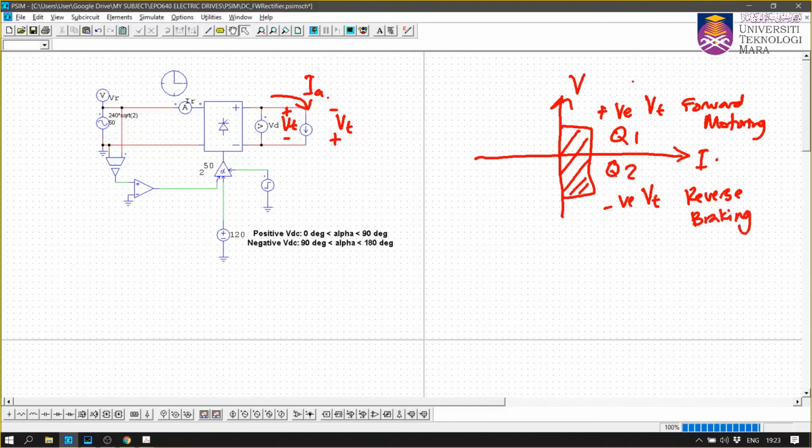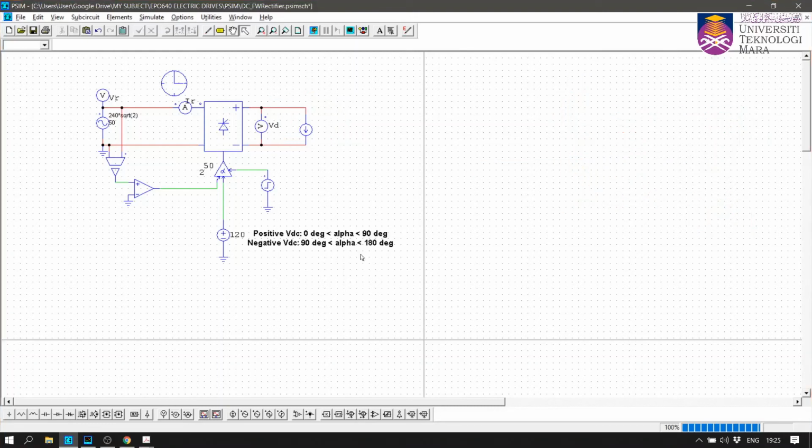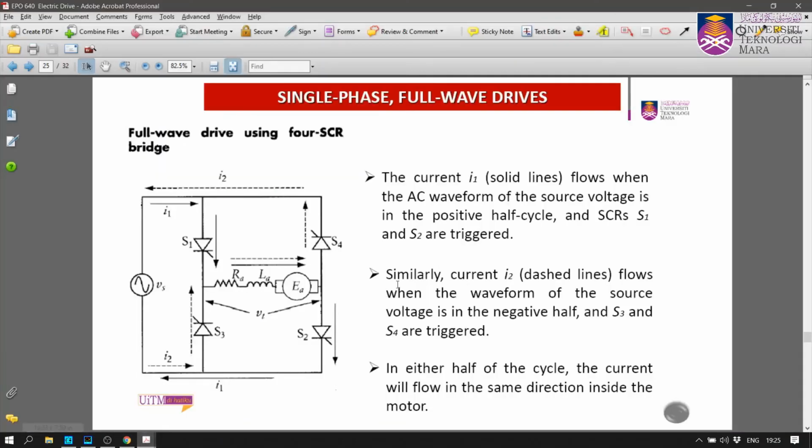So please refer to the previous note. What is the forward motoring? There is a slide on that, so you can try to simulate. Start from now, look into YouTube. There are a lot of examples of PC simulation on the DC drive. Compare with the circuit example that I gave you, and try to simulate. It's very good for understanding the material notes. Okay, so let's continue.